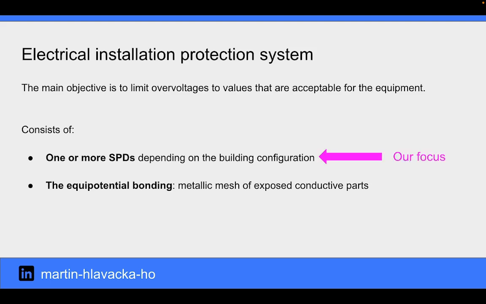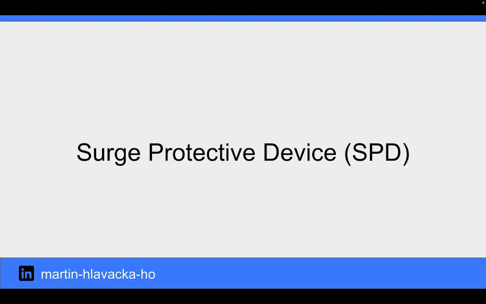An electrical installation protection system must be implemented to limit overvoltages to acceptable values for the equipment. The electrical installation protection system consists of one or more SPDs depending on the configuration of the building and the equipotential bonding. In today's video presentation, we will focus solely on the surge protection device or SPD.